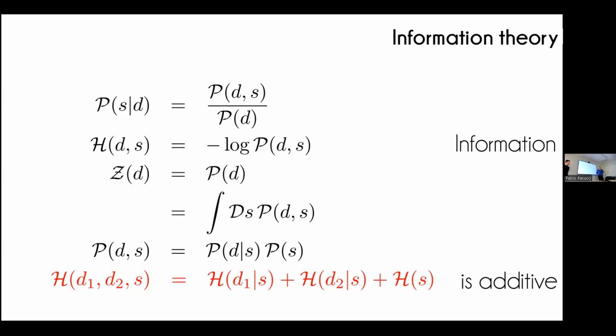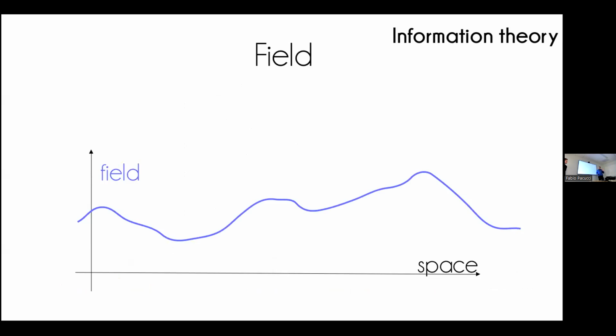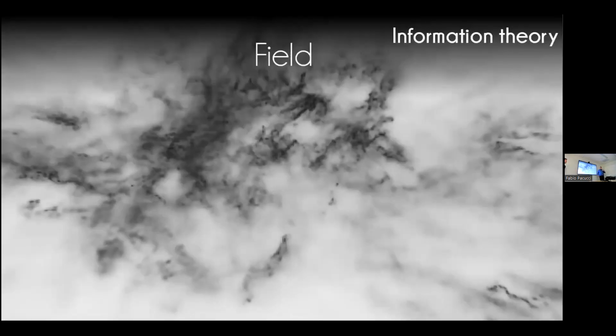Okay, we want to do information theory, but for fields. So for continuous quantities, what is a field? A continuous quantity as a function of space or time or energy. And here's such a field. And this has many, many degrees of freedom. That's the dust field of the galaxy. And we have to constrain them because in principle, there's an infinite number of degrees of freedom. We have only a finite number of constraints.